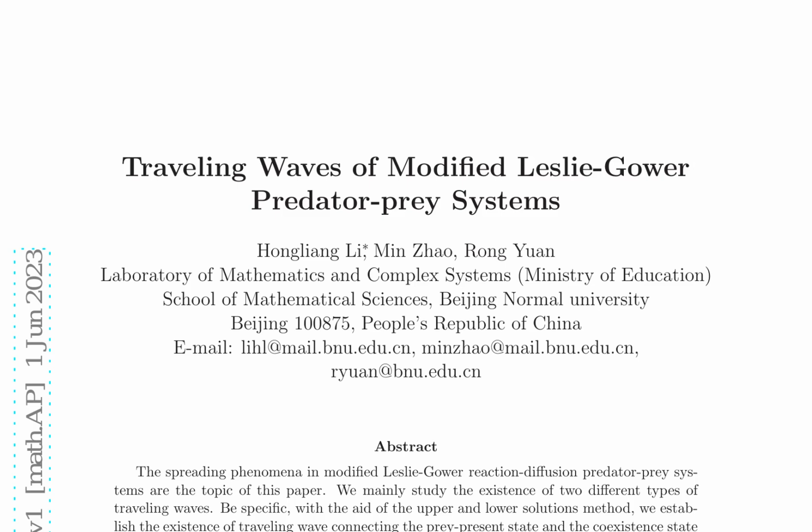The research paper explores the existence of traveling waves in modified Leslie-Gower predator-prey systems. It introduces the concept of semi-traveling waves and establishes conditions for their existence. Theorems 1.1, 1.2, and 1.3 provide a framework for semi-traveling waves, traveling waves connecting specific points, and traveling waves connecting (1, 0) and (0, μ), respectively. The methodology includes the upper and lower solutions method and the unstable manifold theorem, supported by numerical simulations.